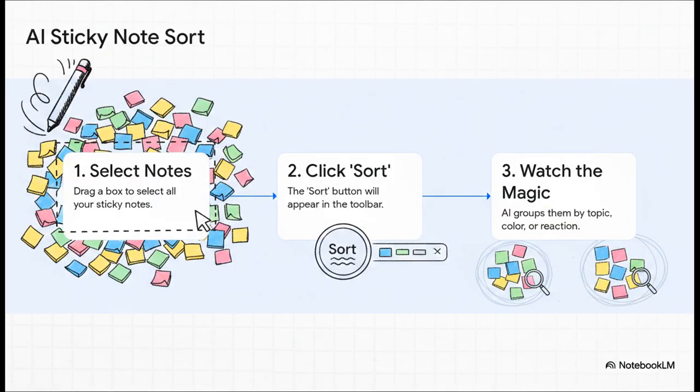And just look how easy this is. You just drag a box around all those messy sticky notes, click one button, the sort button, and then you just sit back and watch the magic. Canva's AI actually reads the content and automatically clusters the notes into groups based on their topic. It means you get to spend your time focusing on the ideas, not on the cleanup.